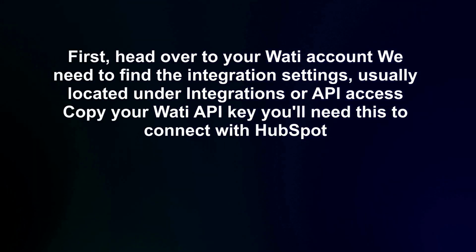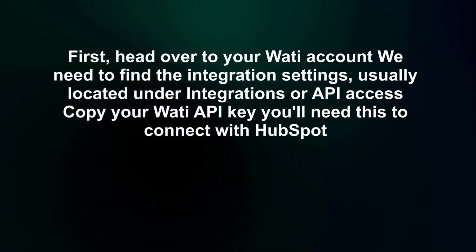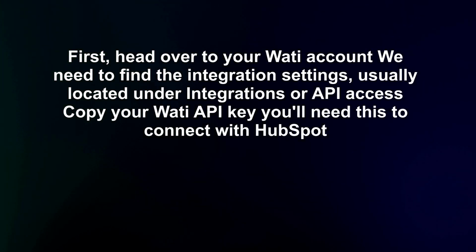First, head over to your Wati account. We need to find the integration settings, usually located under Integrations or API Access. Copy your Wati API Key. You'll need this to connect with HubSpot.